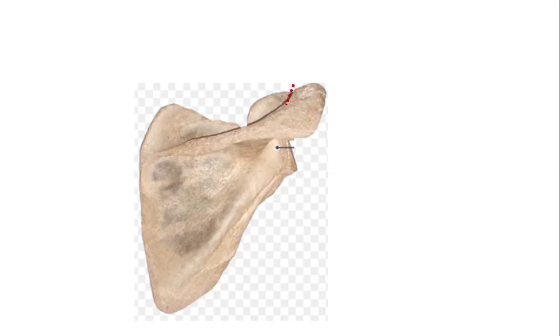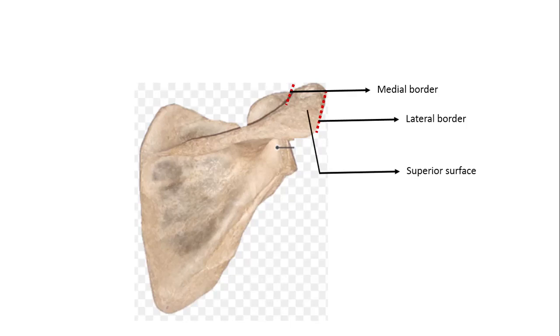Now the acromion process has two borders, medial border and lateral border, and two surfaces, superior surface and inferior surface. There is an angle between the spinous process and the acromion process. This is called the acromial angle, which is the junction between the lower lip of the spine and the lateral border of the acromion.